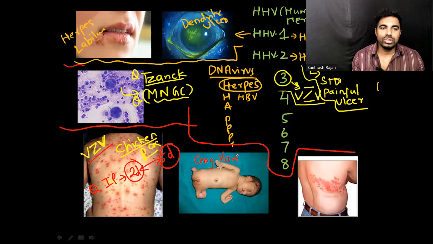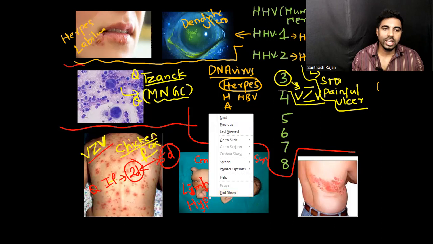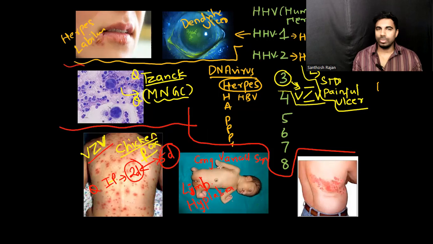What is in this? Limb hypoplasia. You see, the baby has no limb. L-I-M-B, limb hypoplasia. Limb hypoplasia means the foot and both arms, upper arm and lower arm, have no growth. That's what we call limb hypoplasia. It is seen in congenital varicella syndrome. Very important question.